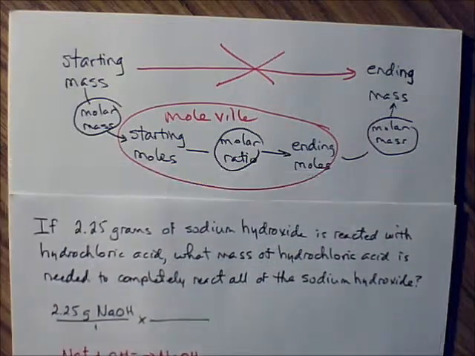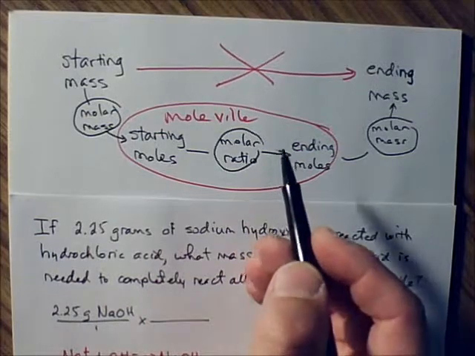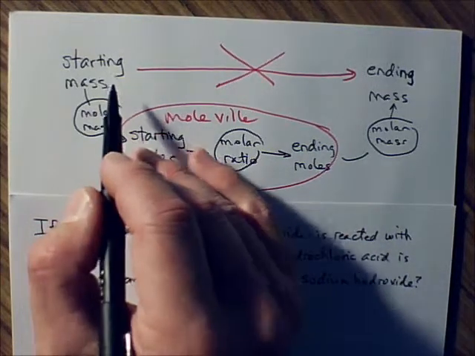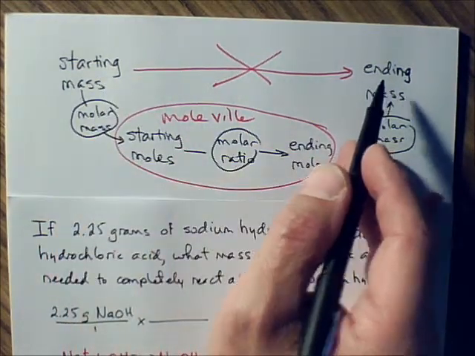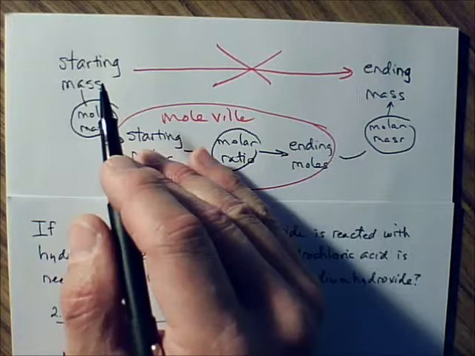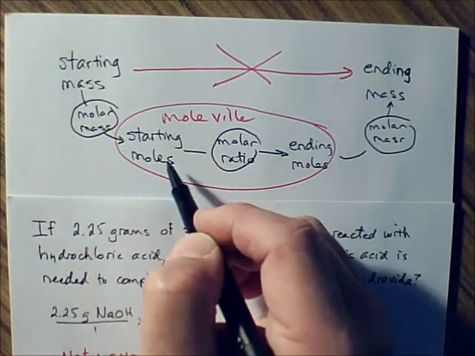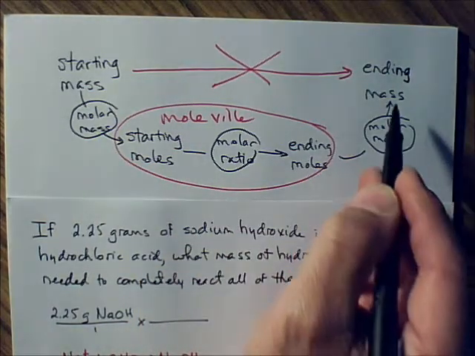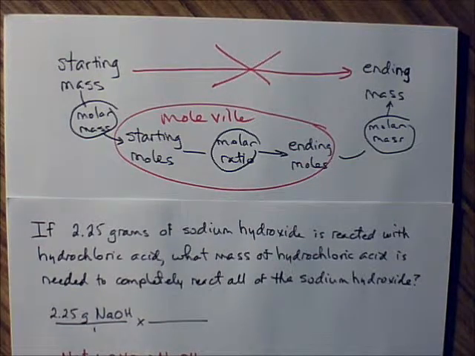All right. This is a review from yesterday. You need to know this. Okay? You can't get directly from mass at the beginning of your problem to mass at the end. There's no direct calculation and no direct conversion. You've got to go through molar mass to get moles, molar ratio to get your ending moles, molar mass to get your ending mass. Okay?